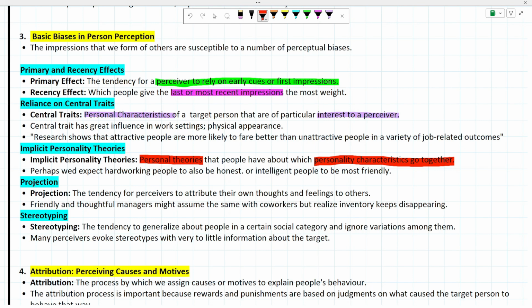So, projection. Projection is the tendency for perceivers to attribute their own thoughts and feelings to others. Friendly and thoughtful managers might assume the same of workers, but then realize inventory keeps disappearing. So sometimes people aren't the same as what you believe they are, and some people just might not have the same attributes and thoughts that you do.